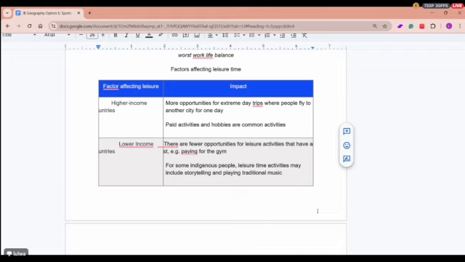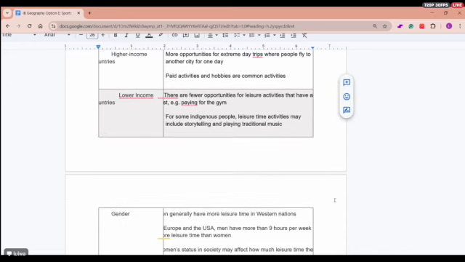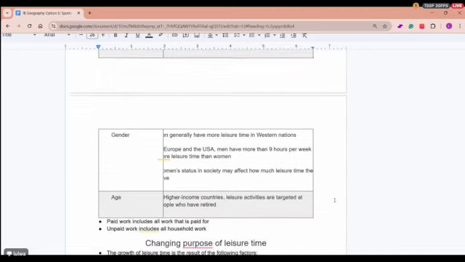However, in lower income countries, you have fewer opportunities that have a cost. So, for example, there are fewer opportunities because of having to pay for a lot of these activities. Paying for the gym is seen as more of a hassle for most people in lower income countries. However, for some indigenous people, for example, leisure time activities may include storytelling and traditional music.